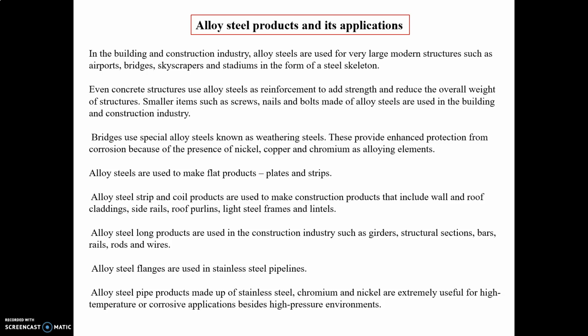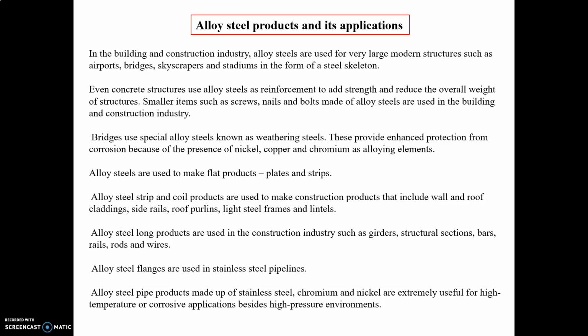Number 2, alloy bridges. Bridges use special alloy steels known as weathering steels. These provide enhanced protection from corrosion because of the presence of nickel, copper, and chromium as alloying elements. Weathering steels also find use in buildings as facing material to improve aesthetics, high safety, quickness of construction, shallow depth of construction, low maintenance, and amenability to alteration in the future. Because of its natural weather finish, no painting is required, thus avoiding environmental issues caused by paints. So weathering steel plays a vital role in the environmental aspects.